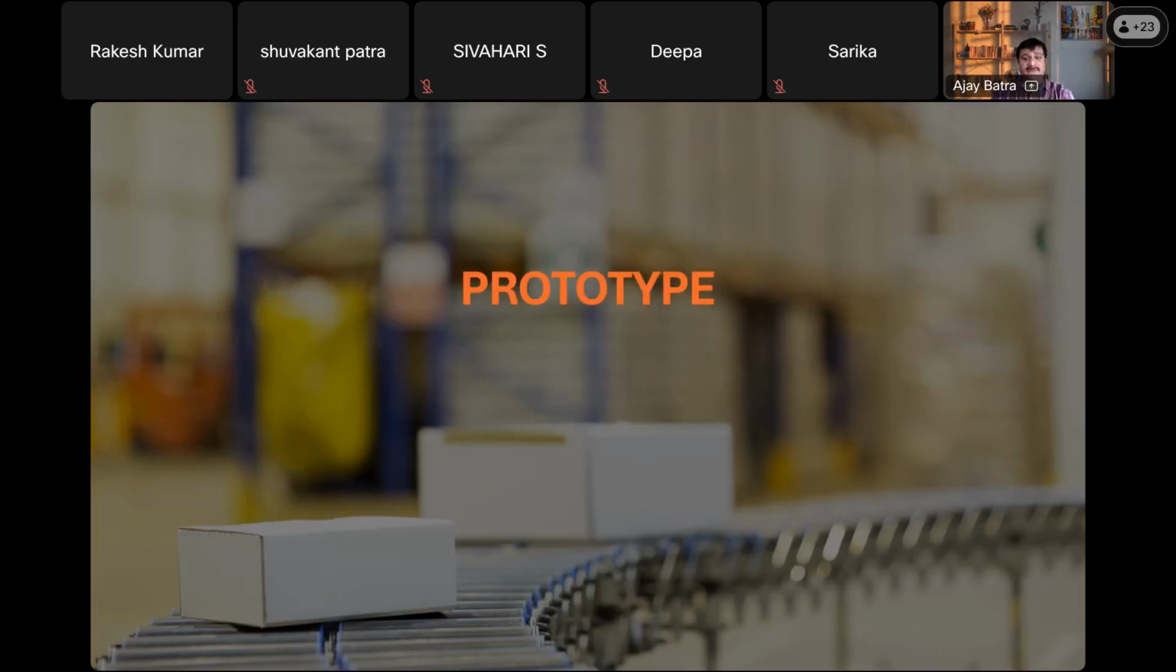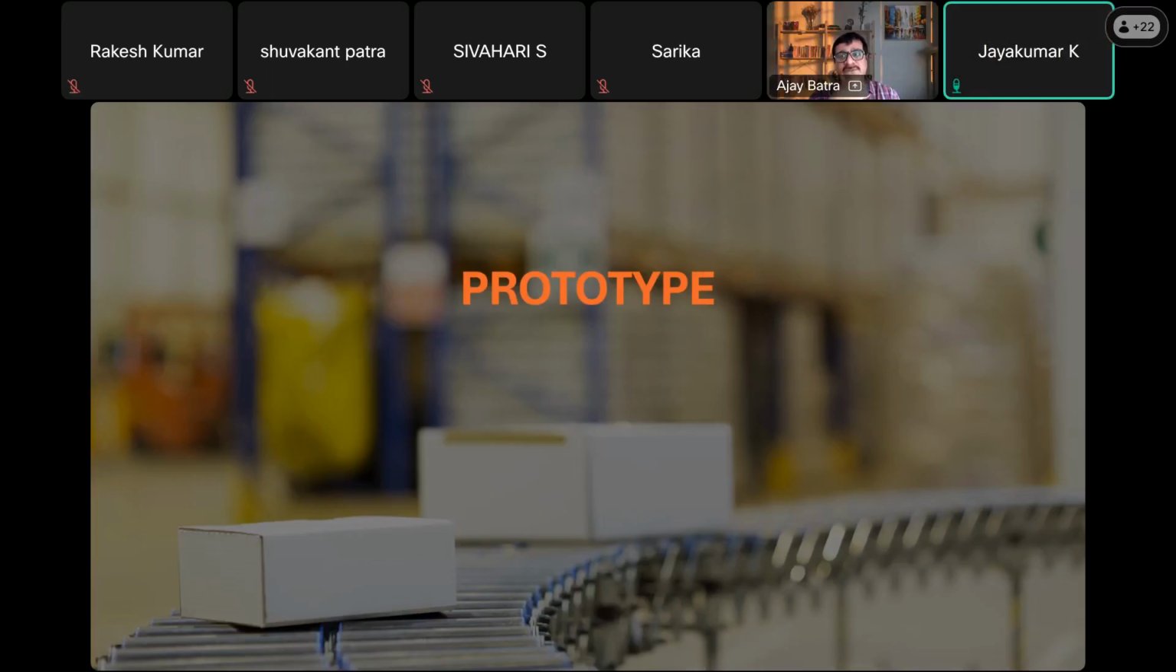Can you define a prototype, please? Somebody? What is a prototype? We talked about it just now, but what is it? You're going to get into the prototyping phase in a few months. A model with some features. A model with some features of the solution. Okay, yeah, we were talking about that last time. Some features, but not very functional.